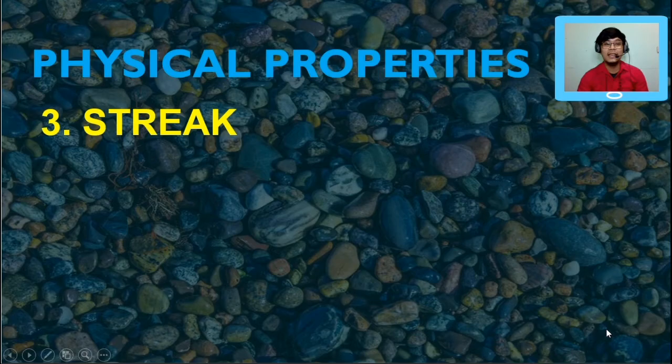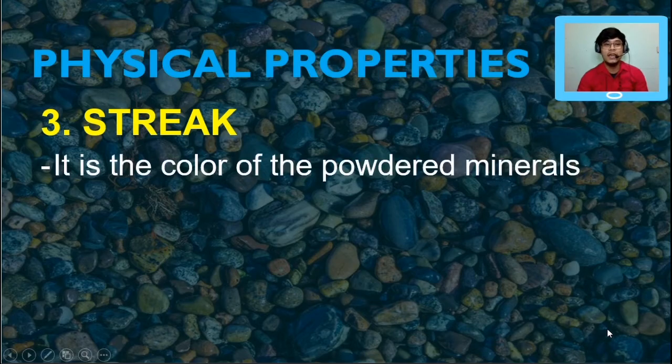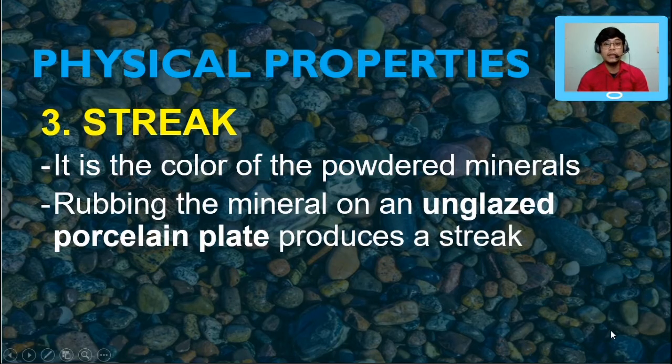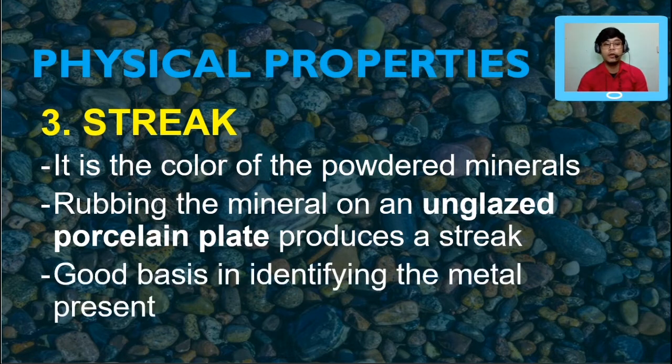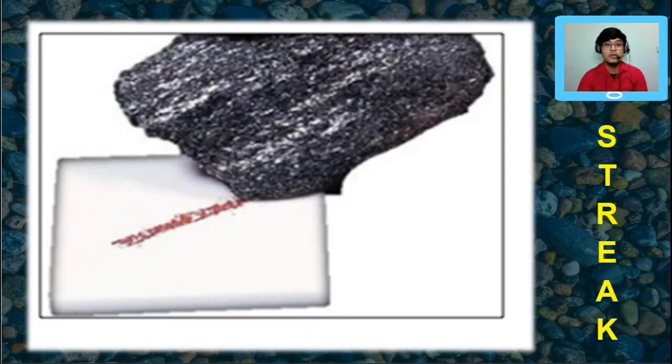Third physical property is what we call streak. So streak is the color of the powdered minerals, wherein ma-identify natin yung streak nung specific na mineral if we are going to use an unglazed porcelain plate na kung saan pag in-streak natin yun doon, makikita natin yung totoong kulay nung mineral na yun. And take note of this, that this streak is also a good basis in identifying the metal present on a specific mineral. And here we have the picture showing the streak.